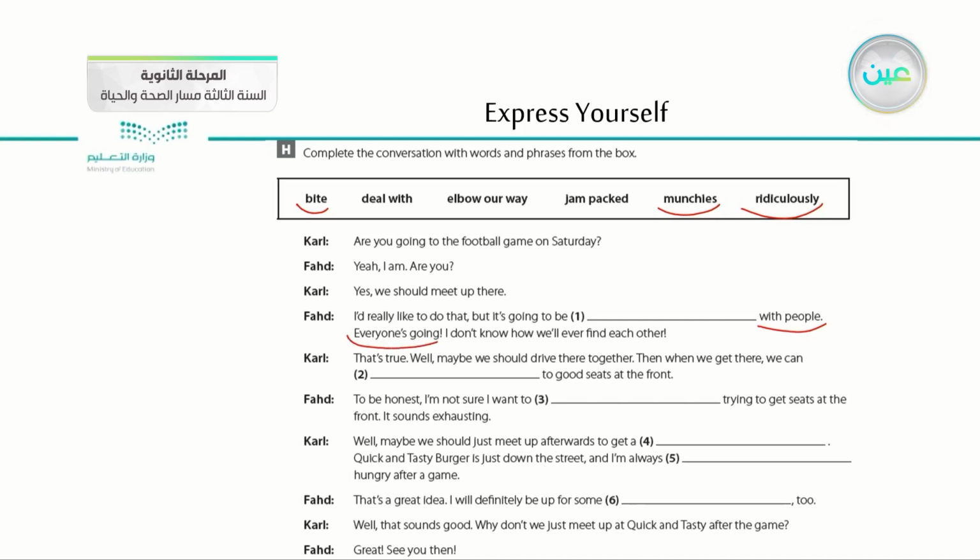I don't know how we will ever find each other. So they are talking about something where everyone is going to go. So what is the right answer?